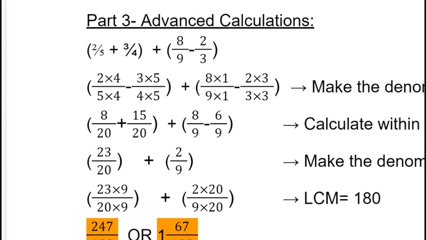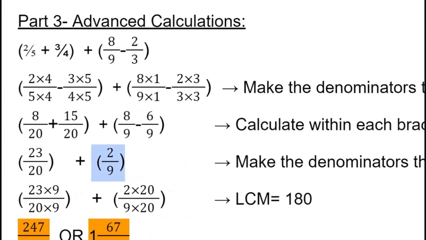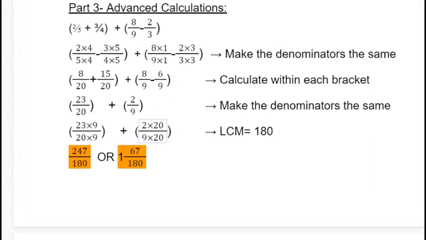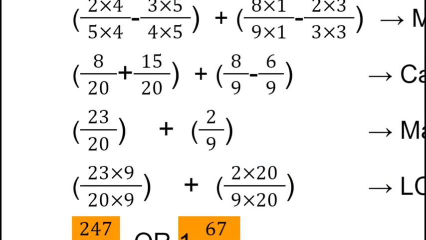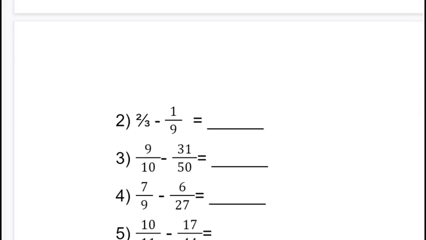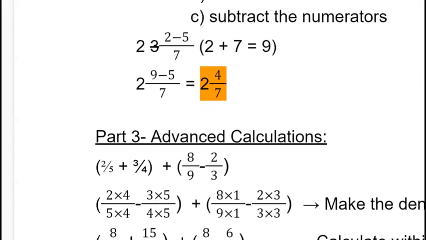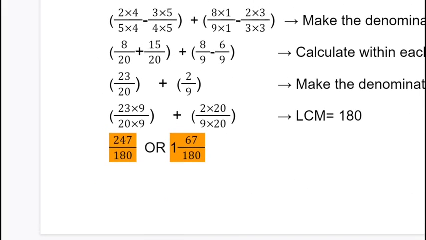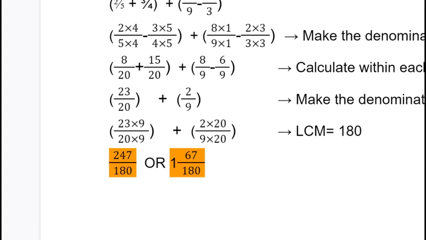So here it's 8 plus 15, which is 23 over 20, and 8 over 9 minus 6 over 9, which is 2 over 9. And now the next thing we have to do is make the denominators the same here, because pretend if these little bracket signs were not here, it would have just been a regular fraction equation, like how we've seen over here. So now we have to find the lowest common multiple of 20 and 9, and it's 180. So 20 times 9 gives us 180. Whatever we do to the bottom, we have to do to the top. And 9 times 20 gives us 180. Whatever we do to the bottom, we do to the top.